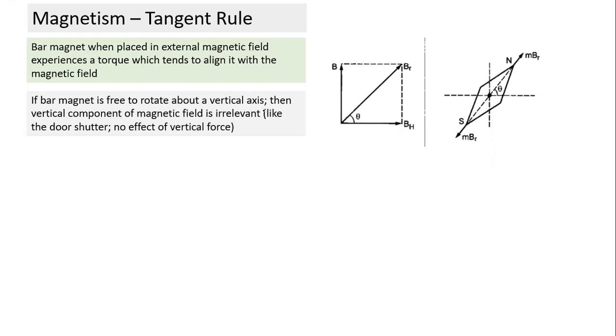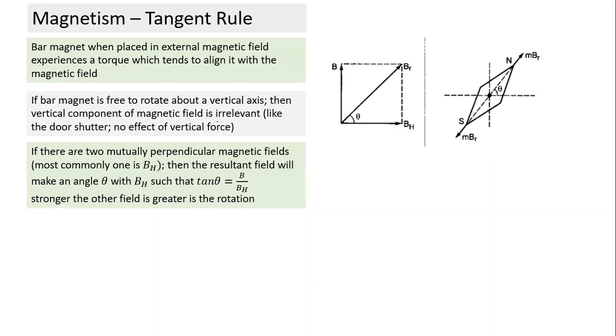In the case of the shutter of a door, what happens if you apply a force in the vertically upward direction? Does it cause any effect on the door shutter? The door shutter can rotate only about a vertical axis. So if we create a torque in the horizontal direction, it will not rotate. So when it is free to rotate about a vertical axis, the vertical component of the magnetic field is irrelevant. We only take BH.